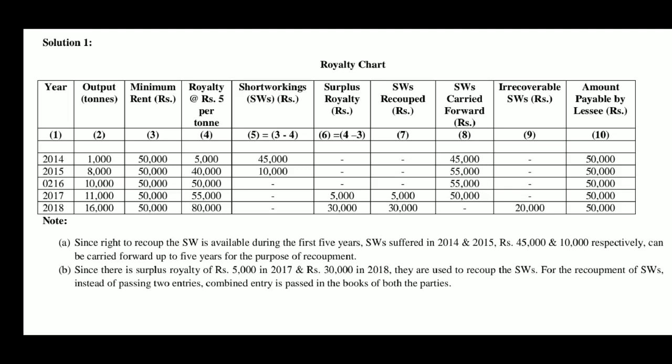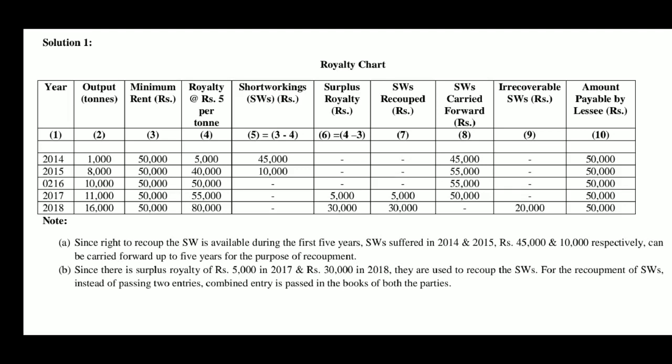In the year 2018, surplus royalty is 30,000 rupees. It can be utilized to recoup the short workings. So, to the extent of 30,000 recoupment is made. Since the 5 years period of right of recoupment is expired during 2018, it is not possible in the year 2019 to recoup the short workings. Therefore, since the period itself is expiring, we have to transfer 20,000 rupees.